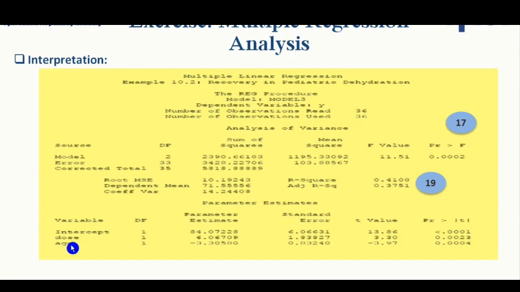Now the second model that you tried had two variables, dose and age. If you consider dose and age, that means you are not considering weight. If you don't consider weight, then what is the situation? Your F value is 11.51, and the p value is also very small. So this model also fits well, but the adjusted R square is 0.3751, which is lesser than the previous value.